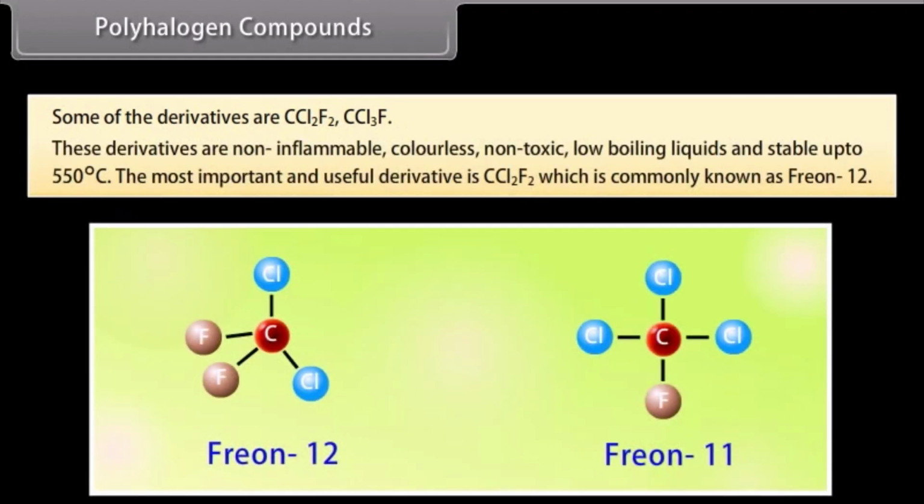These derivatives are non-inflammable, colorless, non-toxic, low boiling liquids and stable up to 550 degrees Celsius. The most important and useful derivative is CCl2F2, which is commonly known as Freon 12.